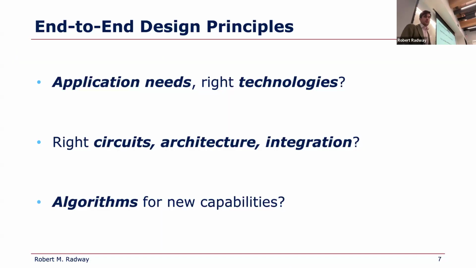So when we think about designing a custom ASIC, the first thing is, what are the application needs and what's the right technology to meet those needs? From that, you've developed, okay, I have a specific transistor and memory technology. How do I build circuits, architecture? How do I integrate those different components in order to meet those needs? And then can I take algorithmic innovations, so things like quantization, things like sparsification, pruning, et cetera, and apply those to improve the capabilities of my system?